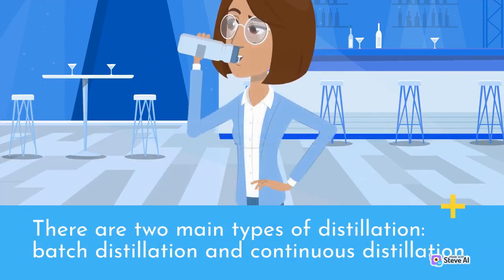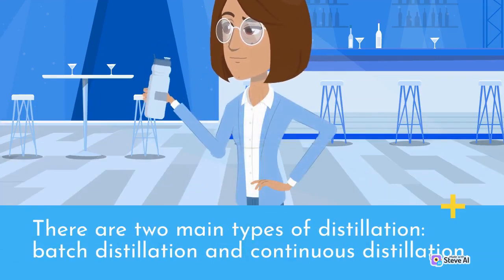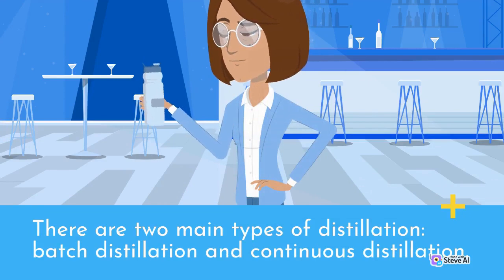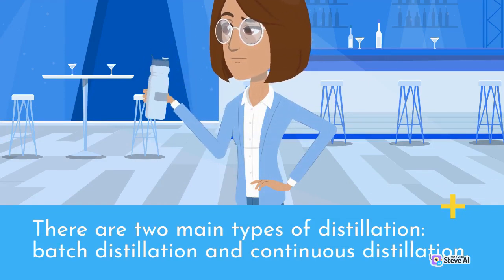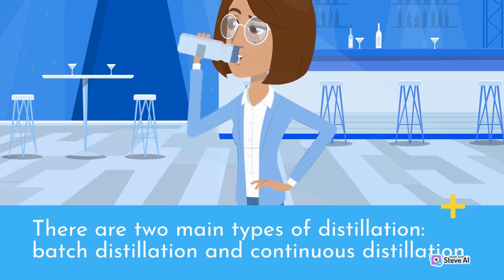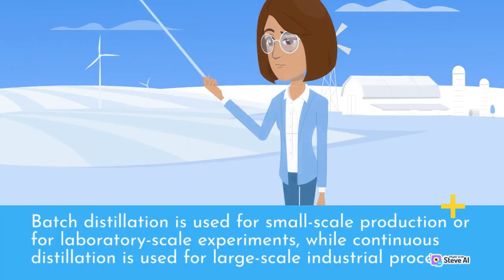There are two main types of distillation: batch distillation and continuous distillation. Batch distillation is used for small-scale production or for laboratory-scale experiments, while continuous distillation is used for large-scale industrial processes.